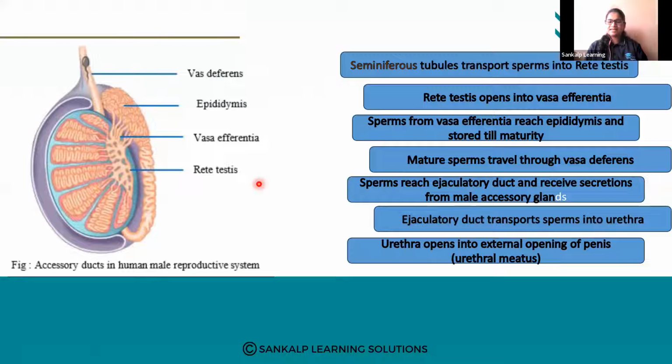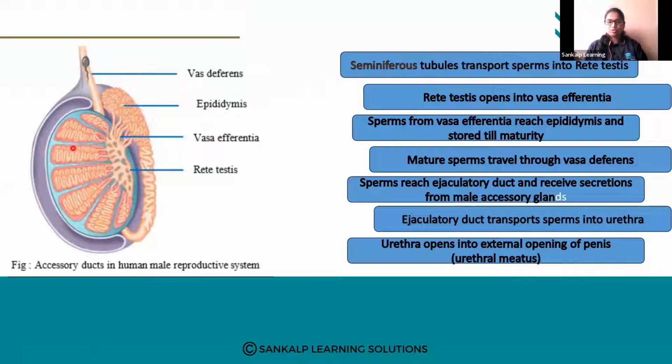See, these are the accessory ducts. Here you can see that this is the rete testis. Rete testis, vasa efferentia, epididymis, vas deferens. So the sperms are produced in the seminiferous tubules.